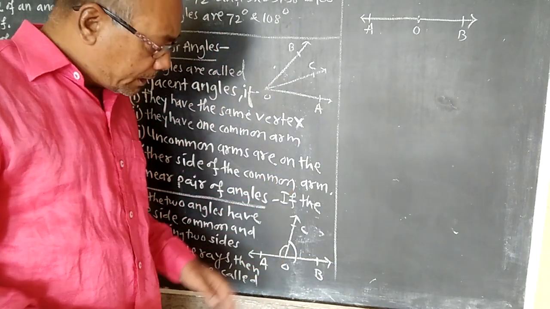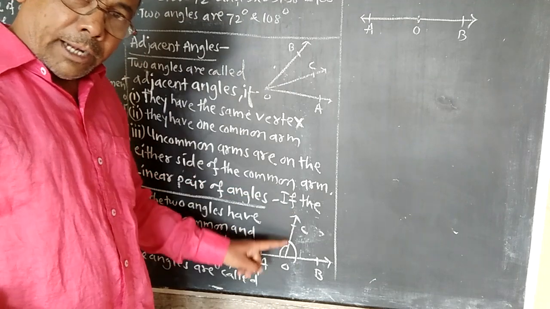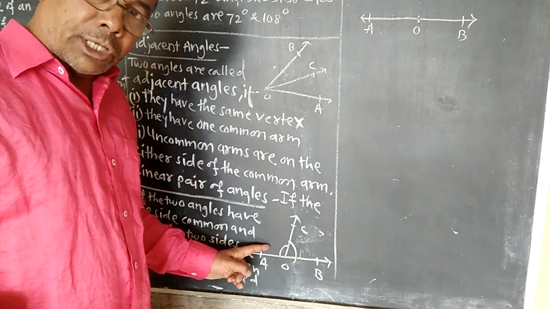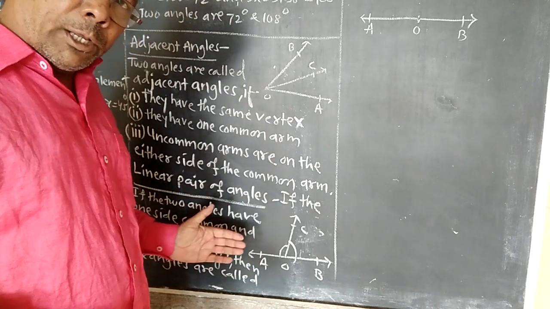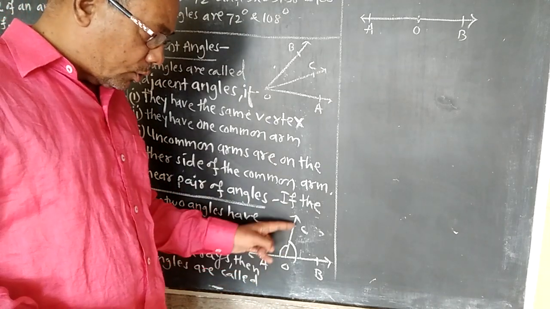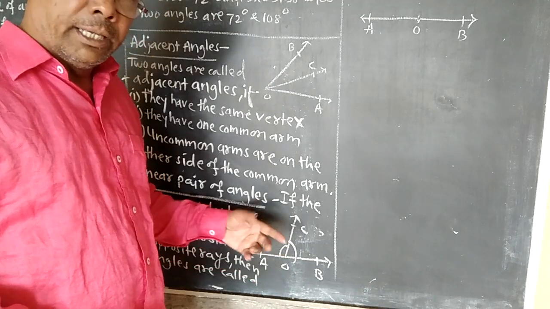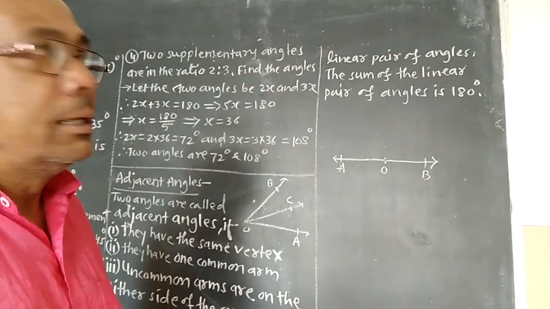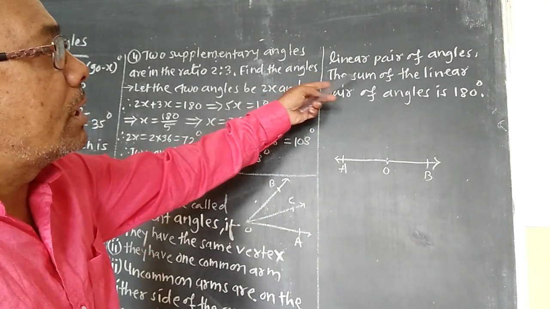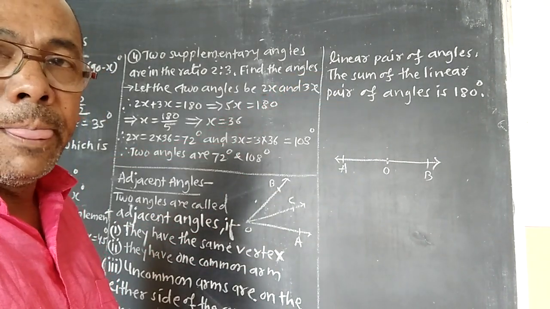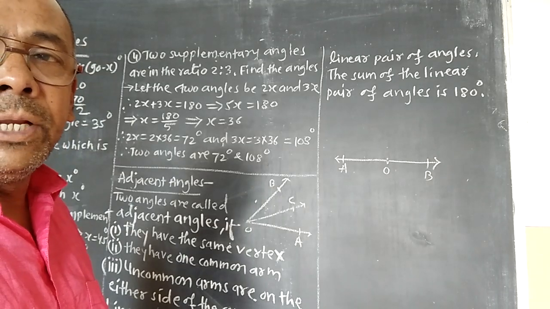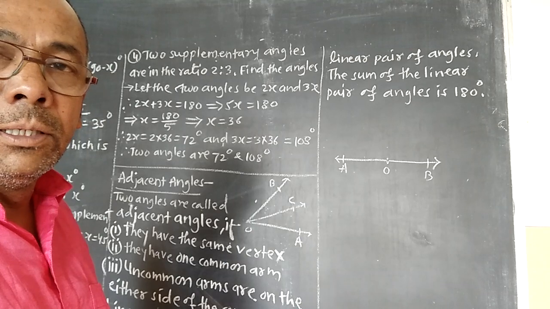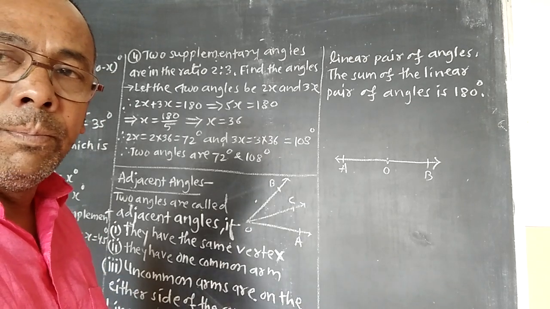If the two angles have one side common and the remaining two sides are opposite rays, then the two angles are called a linear pair of angles. Here angle AOC and angle BOC are both a linear pair of angles, and the sum of a linear pair of angles is always 180 degree. That is, both the angles of a linear pair are always supplementary to each other.